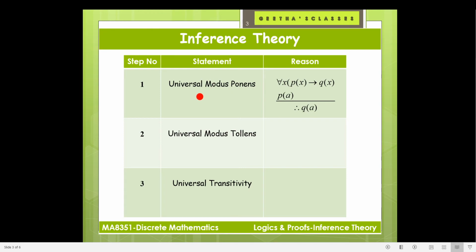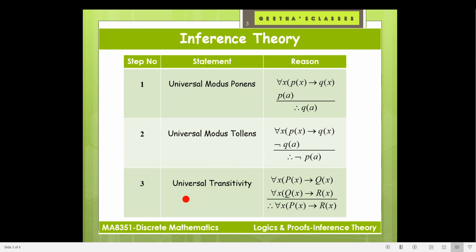Here universal modus ponens means you are writing in terms of x. For all x, P of x implies Q of x. Adding with P of a, your answer is Q of a. That is universal modus ponens. Now, universal modus tollens. Tollens means negative. The same thing, for all x, P of x implies Q of x, we are adding with negation Q of a. So Q of a and Q of x get cancelled. Your answer is negation P of a. That is universal modus tollens.